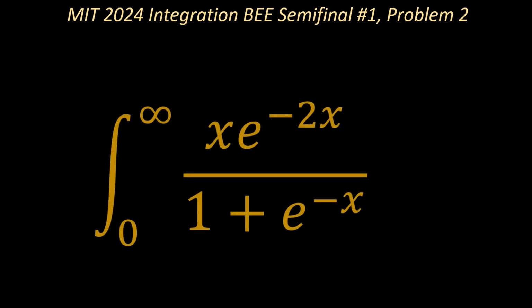So on to problem number 2 of the semi-final number 1 of MIT 2024 Integration B: the integral from x equals 0 to x tending to infinity of x times e to the power negative 2x over 1 plus e to the power negative x.